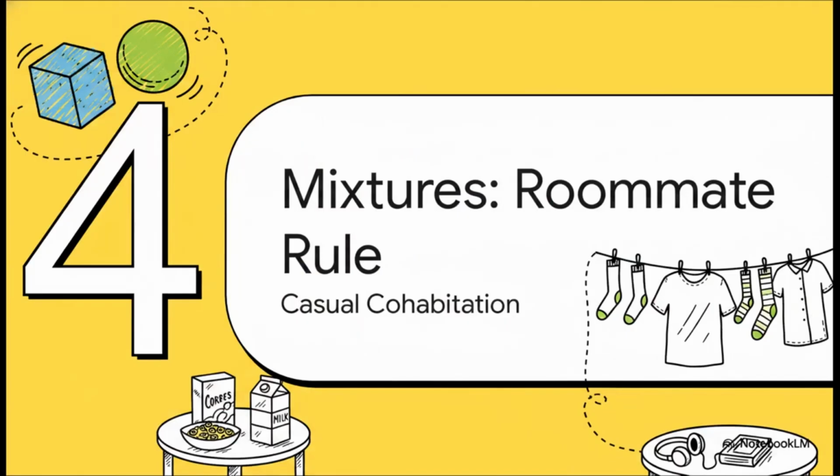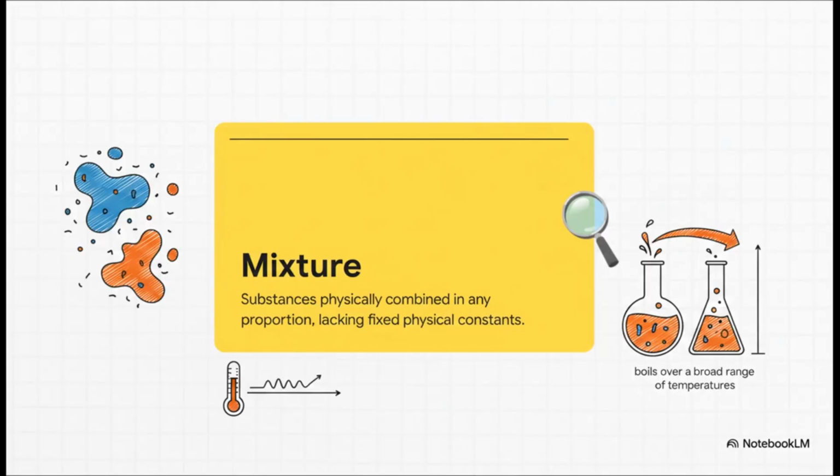Section 4. Mixtures, the roommate rule. Navigating casual cohabitation. So, what happens when two or more substances are just physically combined? You get a mixture.